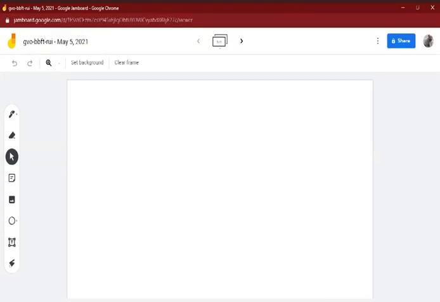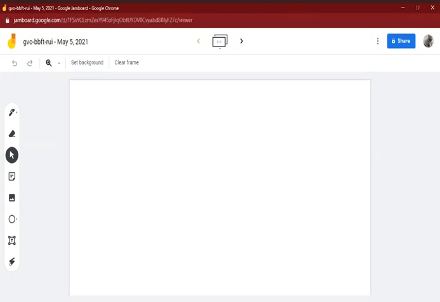Okay, today we'll start with the last part of this chapter, the cubic equation, solution of a cubic equation. First, we will write the standard form of a cubic equation. How to get the standard form of a cubic equation?